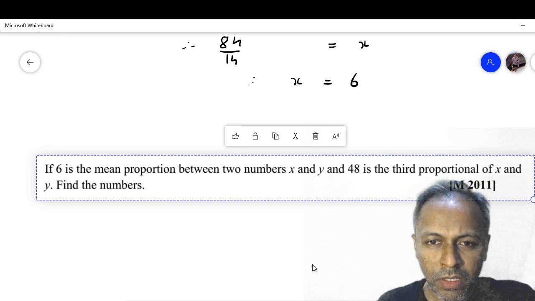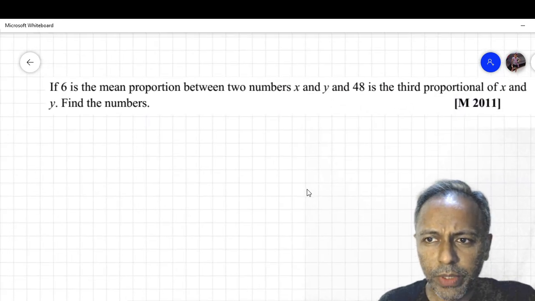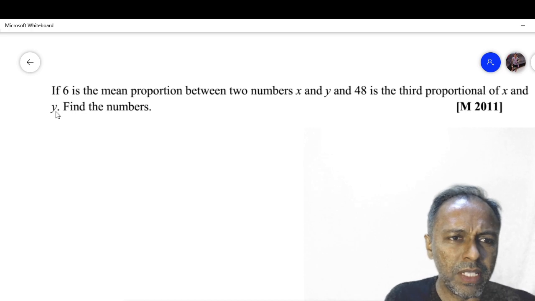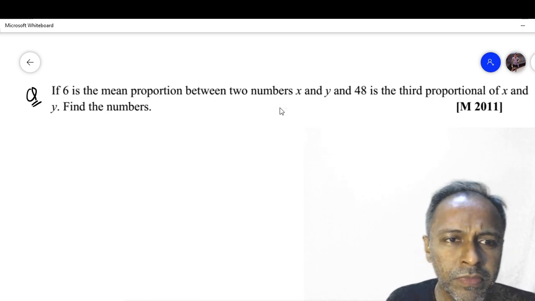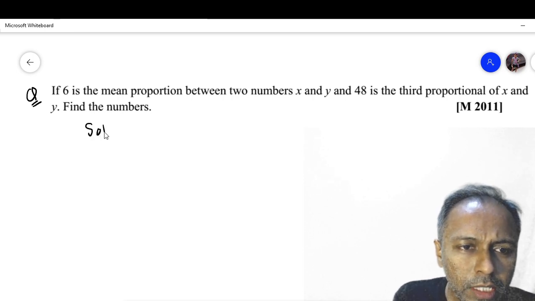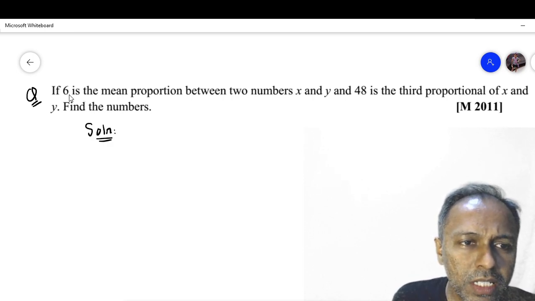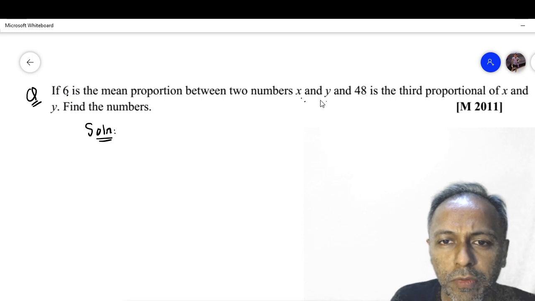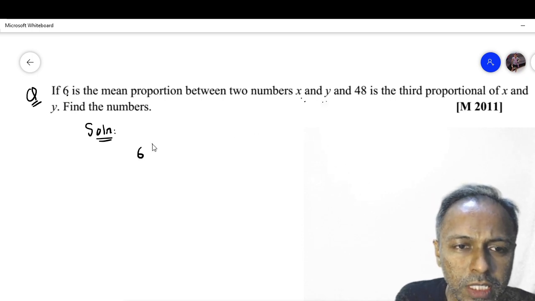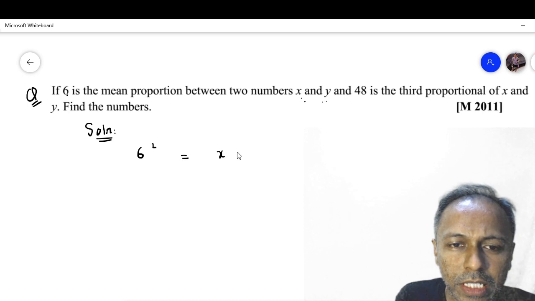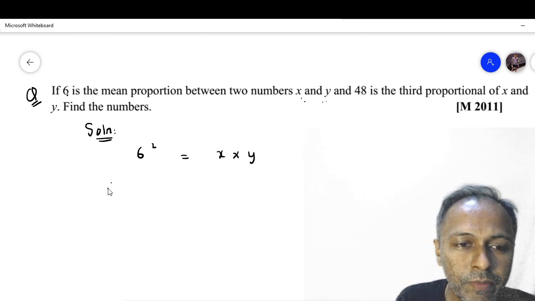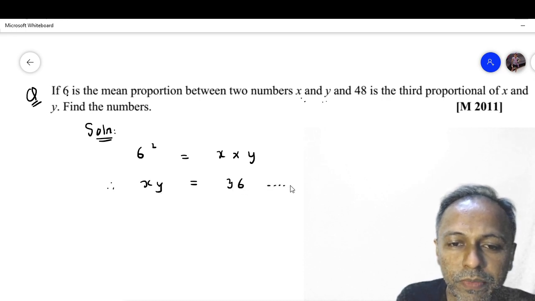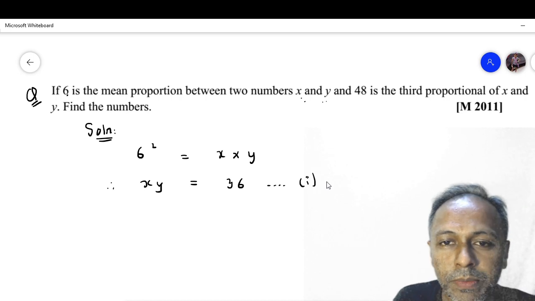The question is from 2011. If 6 is the mean proportion between x and y, by now we know the mean proportional means the square of this number is equal to the product of x and y. So from the first part we understand 6 square is equal to xy. Therefore xy is equal to 36. Let's number this as equation 1.